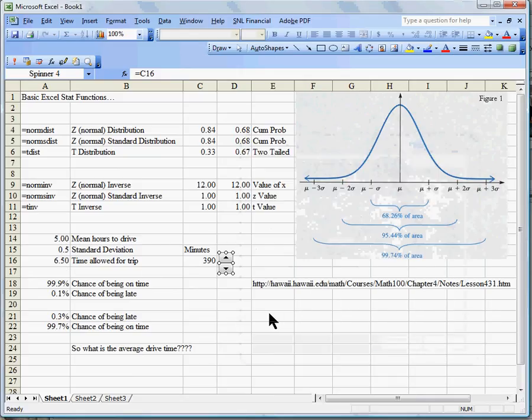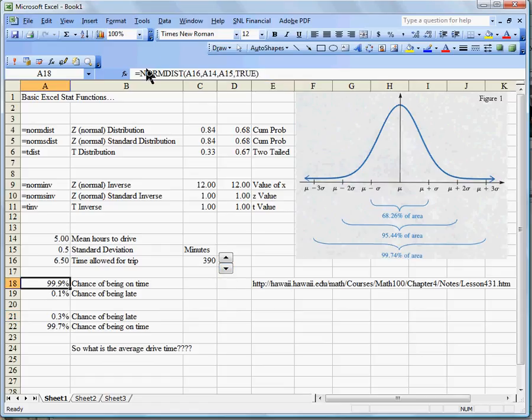So we'll cancel that out. I'll show you how it works. We just kick this button up and down, and let's take a look at our functions. We have the norm distribution function. We have our x, which is the hours that we're going to allow. We have our mean, which is the mean hours from our sample. We have standard deviation, which we have right here. And we have true, because I want that to be a cumulative distribution.